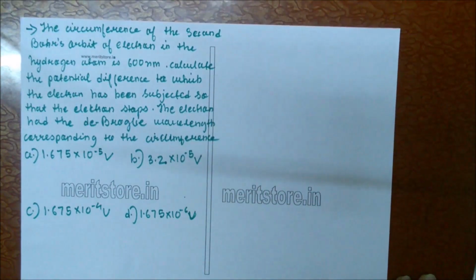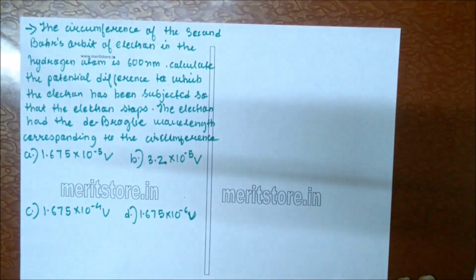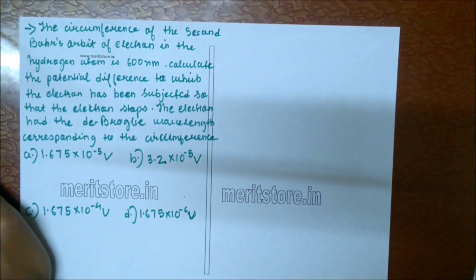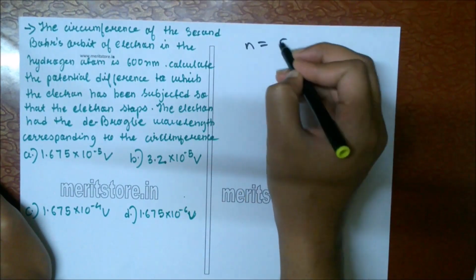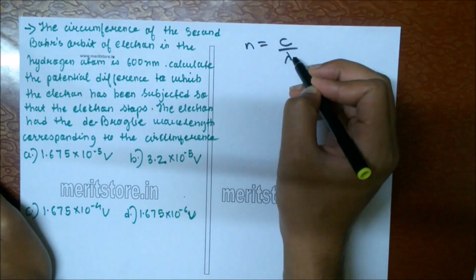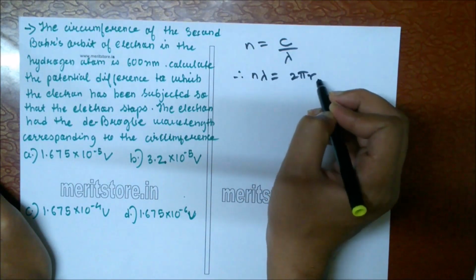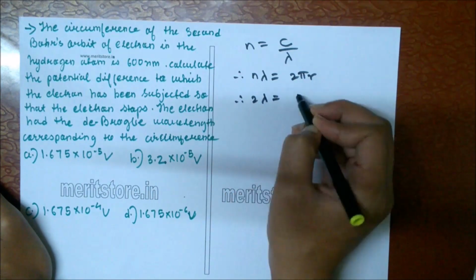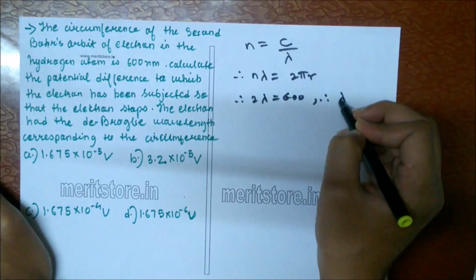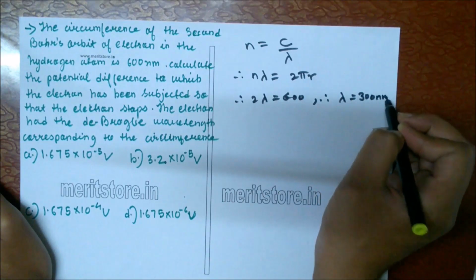The circumference of the second Bohr orbit of electron in the hydrogen atom is 600 nanometer. Calculate the potential difference to which the electron has been subjected so the electron stops. The electron had the de Broglie wavelength corresponding to the circumference. So in this question, we know that n is equal to circumference upon wavelength. Therefore, n lambda is equal to 2 pi r. 2 pi r being the circumference, therefore 2 lambda is equal to 600. Therefore lambda is equal to 300 nanometer.